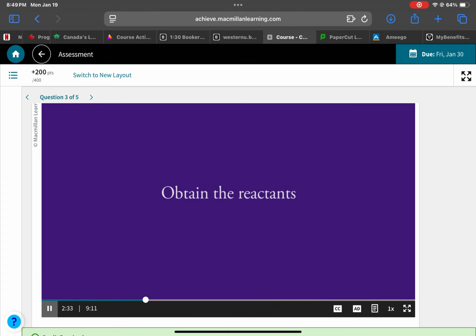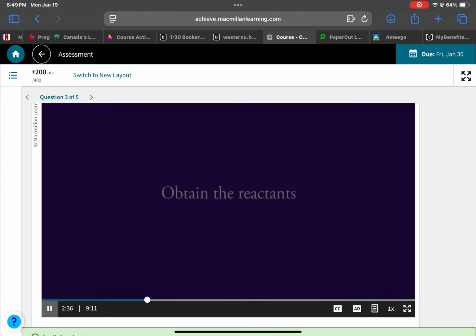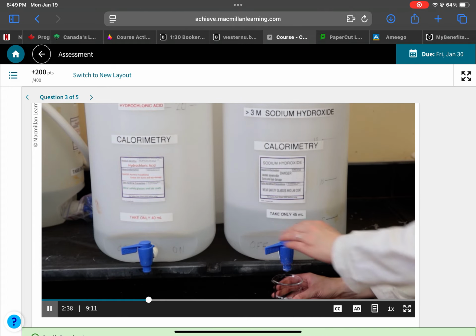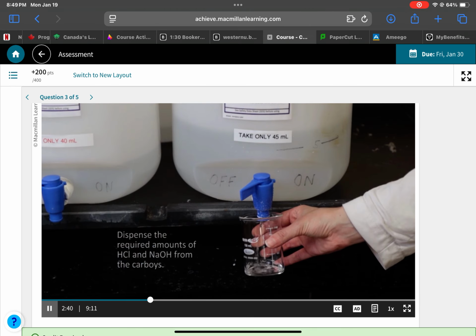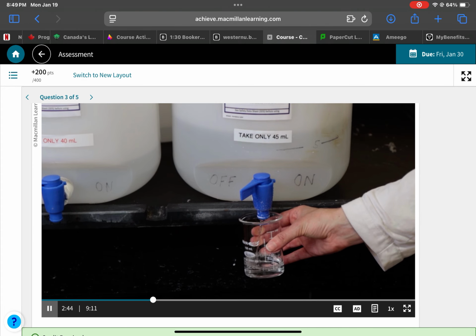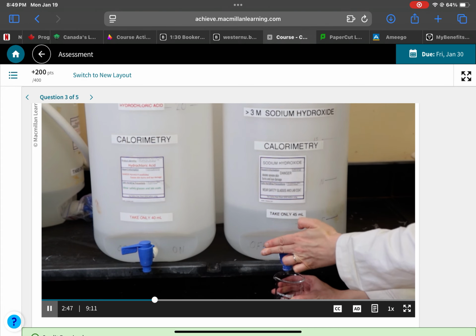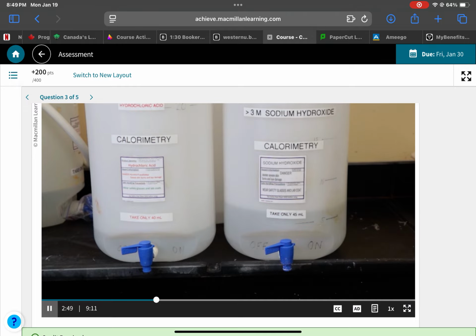Obtain the reactants, both sodium hydroxide and hydrochloric acid, from the large carboys set up in the lab. Record necessary concentrations as specified in the lab manual.